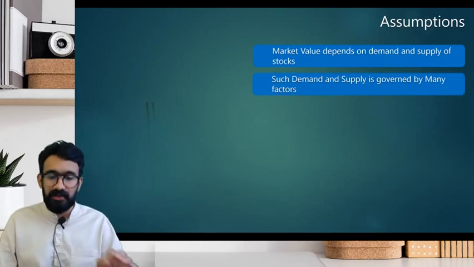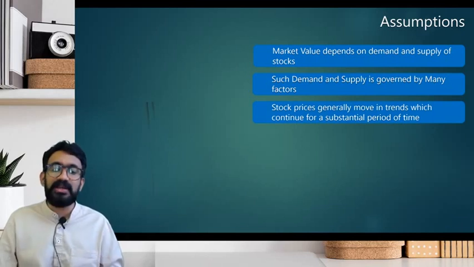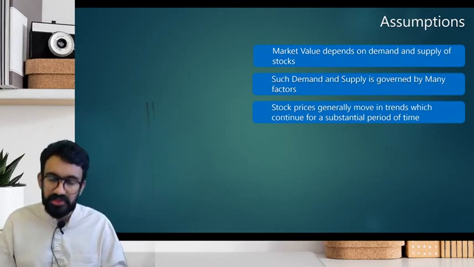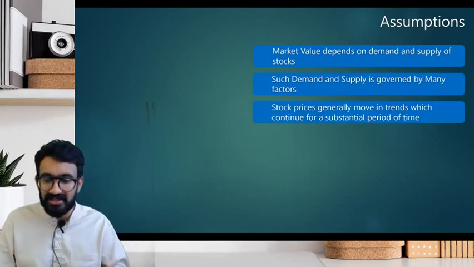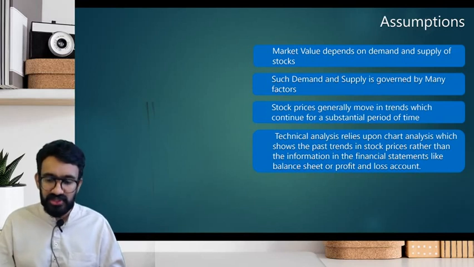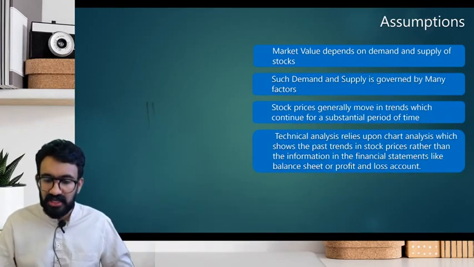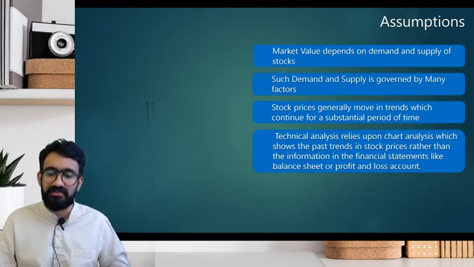And there are multiple factors that affect demand and supply. So stock price generally moves in trends which continue for a substantial period of time. So there will definitely be trends being formed. And it relies on chart analysis, which shows the past trend in the stock prices rather than the information in financial statements like balance sheet and profit and loss account.